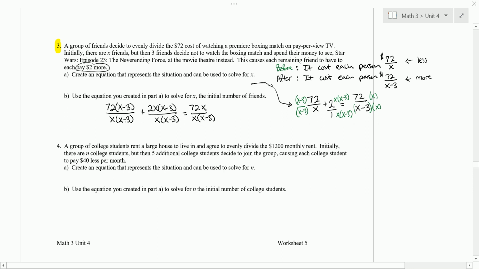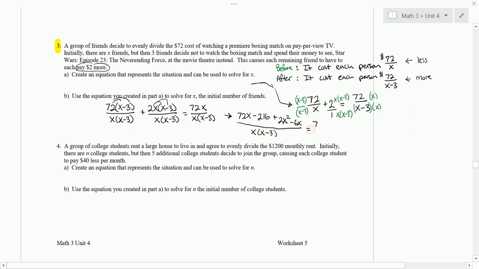The first 2 fractions we can add because they have a common denominator. We get 72. I'm going to distribute the 72. So 72x minus 216 plus 2x times x is 2x squared. 2x times negative 3 is negative 6x. And all that's over x times x minus 3.